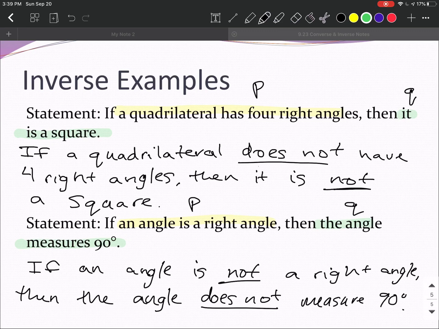90 degrees. So with converse, I'm flipping P and Q. With inverse, I'm going to add not to my P and Q.